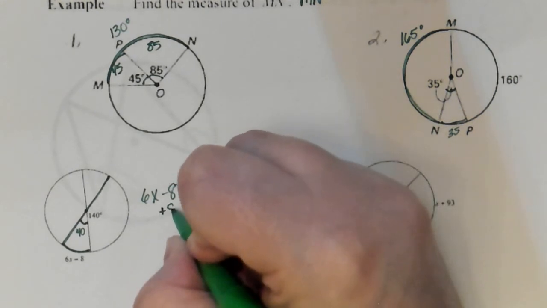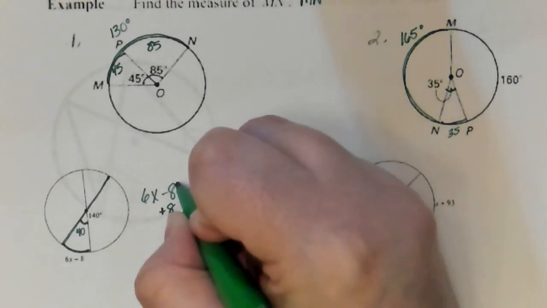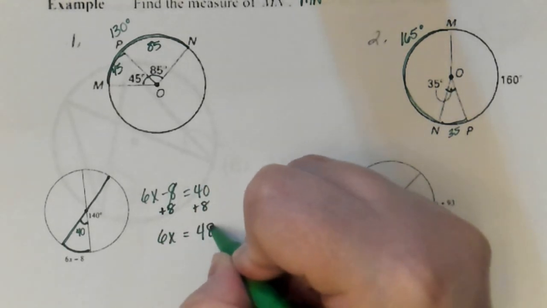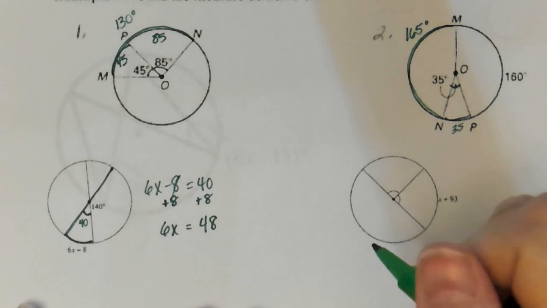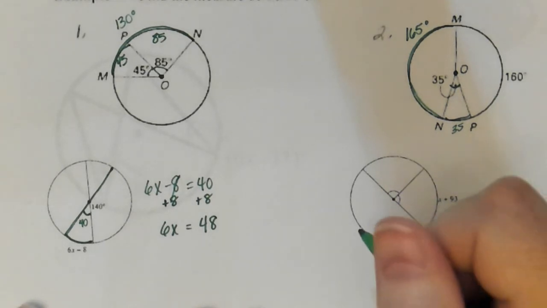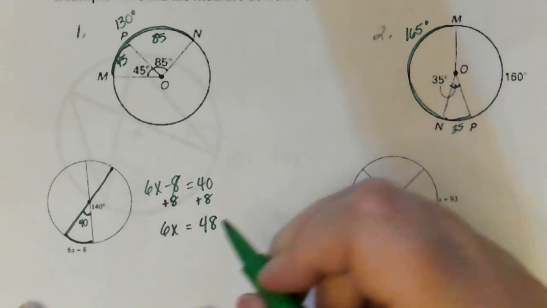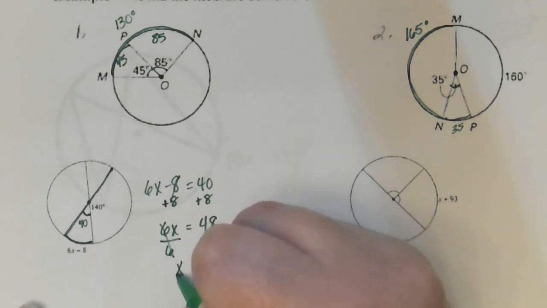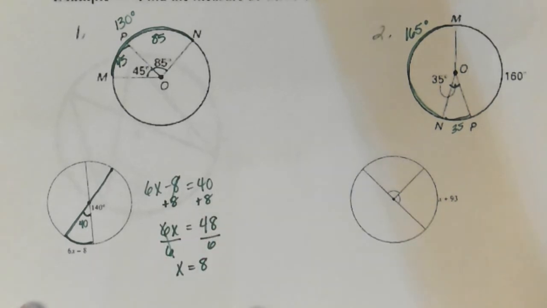So then you just do your little algebra. We have a minus 8, so we add 8. Remember I said that we're going to be doing a lot of algebra this unit, so hopefully we have those skills or are willing to brush up on them. We divide by our 6. So x is 8.